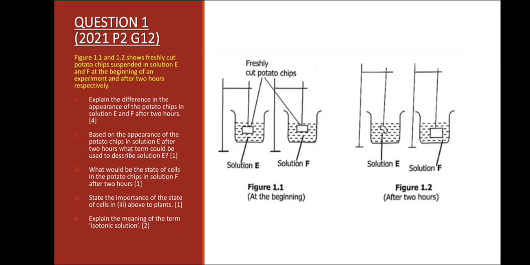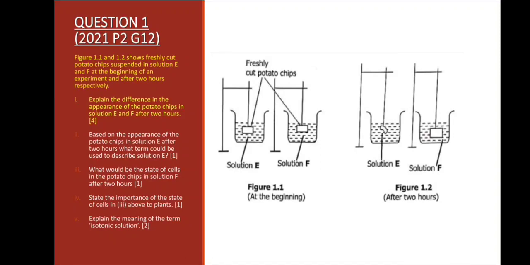Figure 1.1 and 1.2 show freshly cut potato chips suspended in solution E and F at the beginning of an experiment and after 2 hours respectively. So we've got two figures here, figure 1.1 and figure 1.2. Figure 1.1 indicates how things were looking at the beginning, and figure 1.2 indicates how things were looking after 2 hours. So we've got solution E and solution F, and the potato chips that were suspended in these two solutions. All right, let's look at the first question.